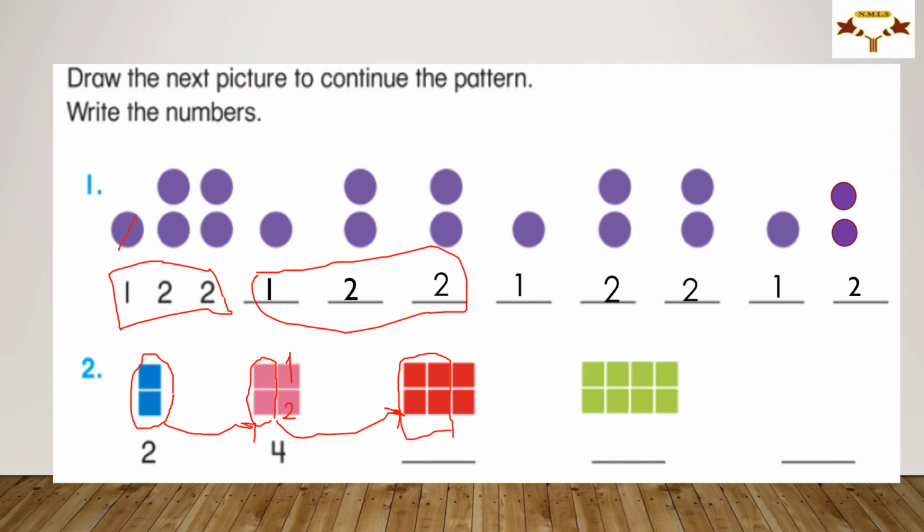Okay, so how many more squares? 1 and 2. So he adds another 2 squares. So how many in total? Let's count. 1, 2, 3, 4, 5, 6.